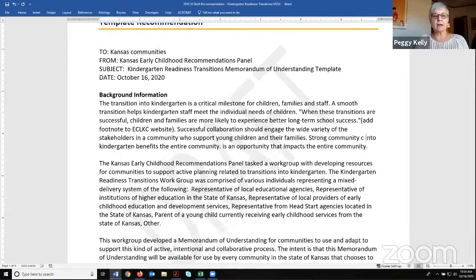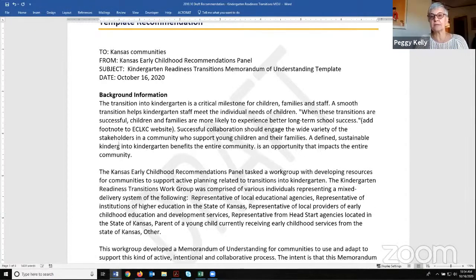Well, how about saying a defined, sustainable kindergarten transition plan? I'm trying to not say process again. Yeah. What do people think about that?